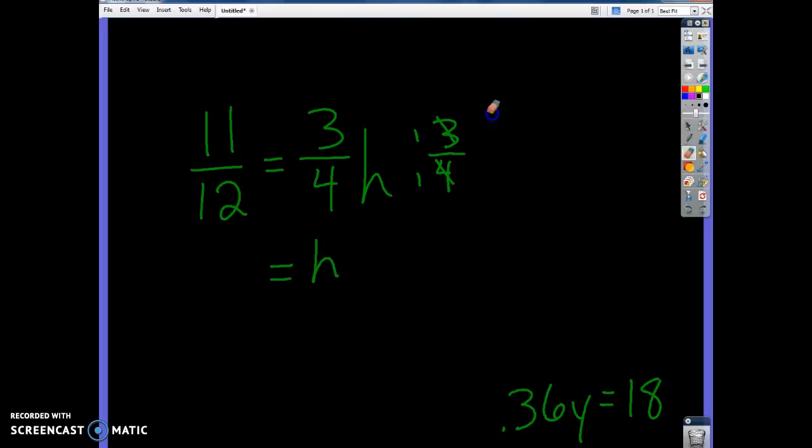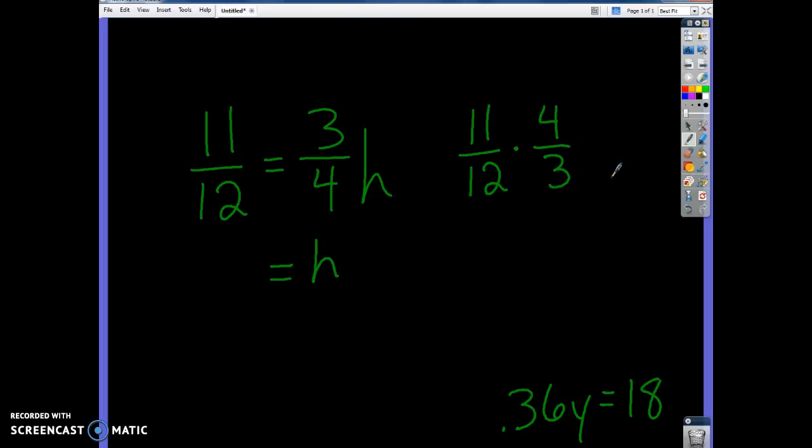So let me get some of this out of the way here. I am going to have 11/12. And again, my variable is being multiplied by 3/4, so I will divide by 3/4. So this will be 11/12. And again, divided by 3/4, I have to do times 4/3. This is my keep. This is my change. This is my flip.